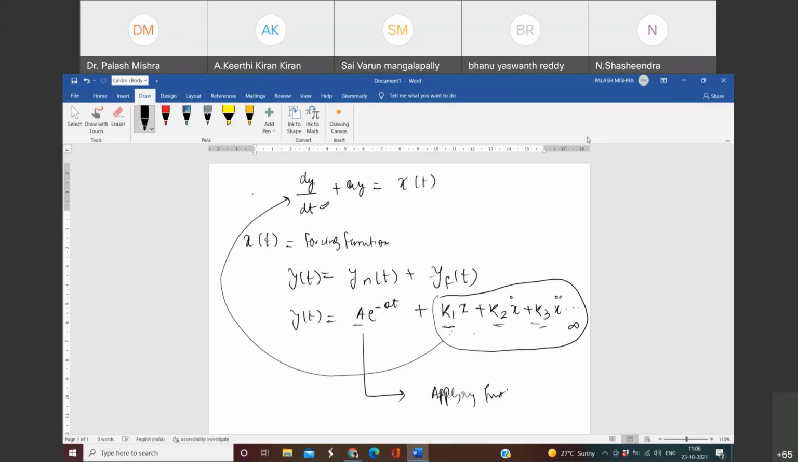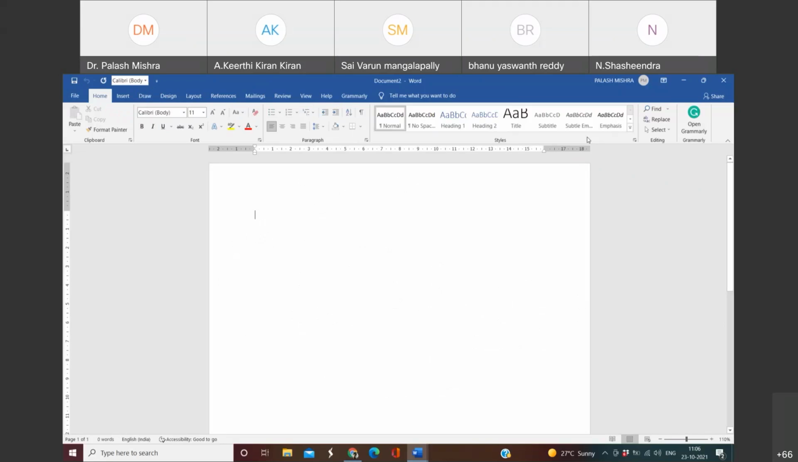So let me give you the question. You have this kind of differential equation: dy/dt plus 2y equals t square. So what is x(t) here? T square, the forcing function. What is small a?